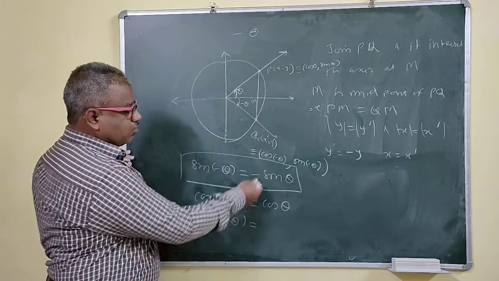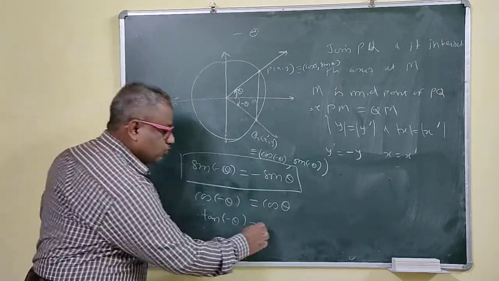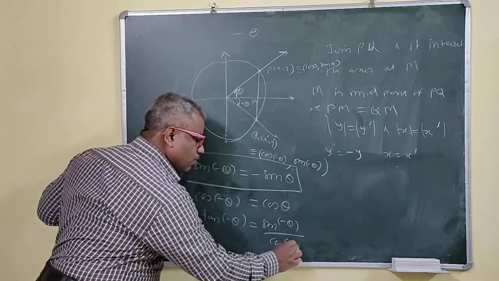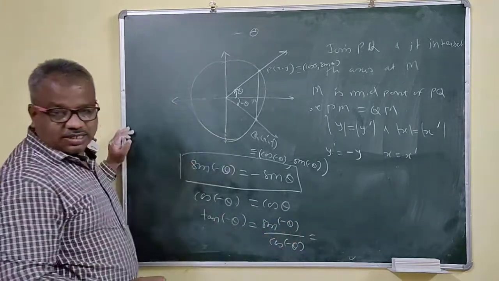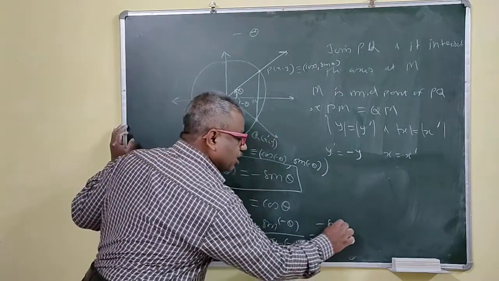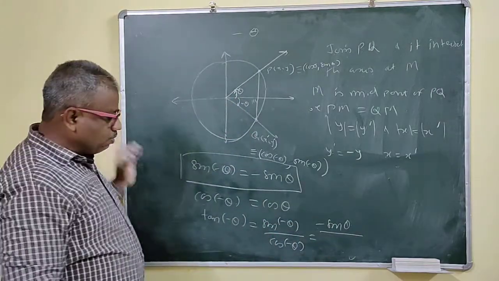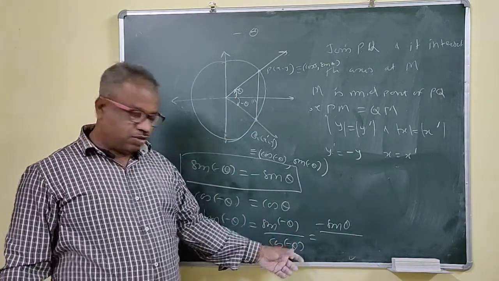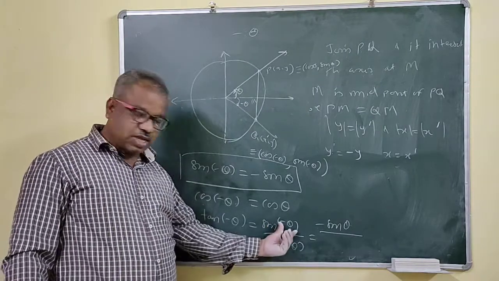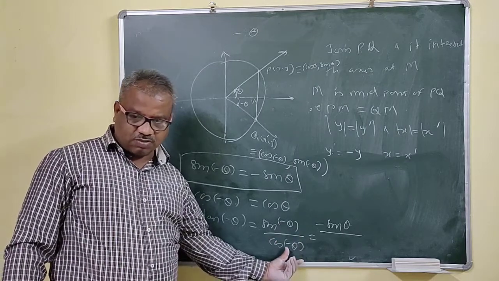Tan of minus theta is what? Sine of minus theta upon cos of minus theta. And sine of minus theta is what? Minus sine theta. And cos of minus theta is cos theta. Right? No problem for cos. You may write theta, you may write minus theta, it doesn't matter for cos. But for sine, the minus sign is very important.